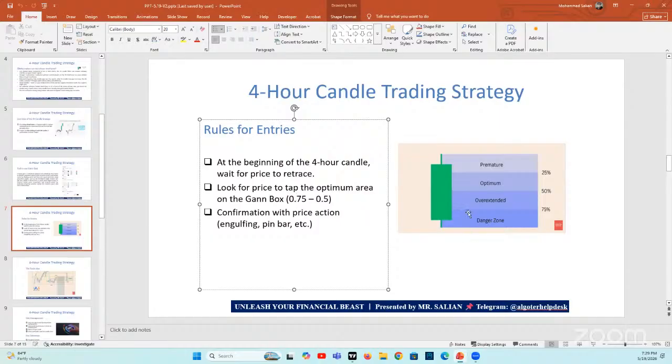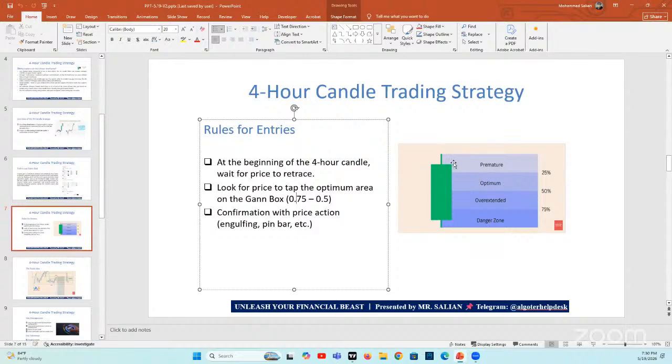Because there's now a possibility this is going to reverse. Okay? But especially in the body candle close. Okay? But for the overextended optimum, this is what we need. Okay? But best is the optimum. Sometimes it will come here.